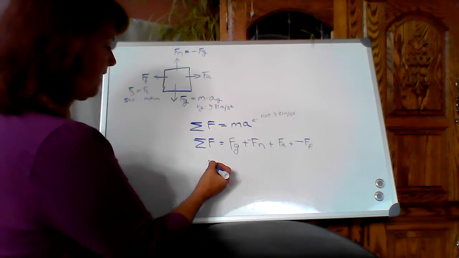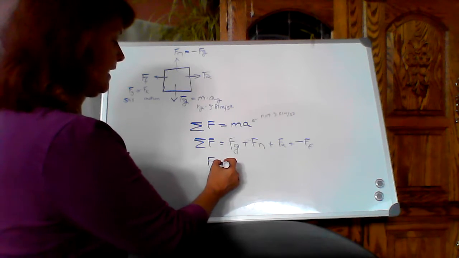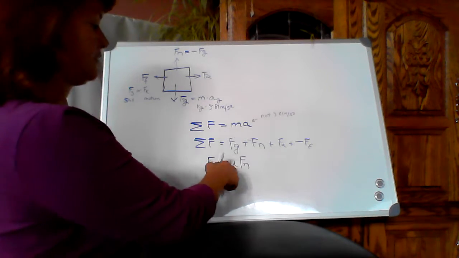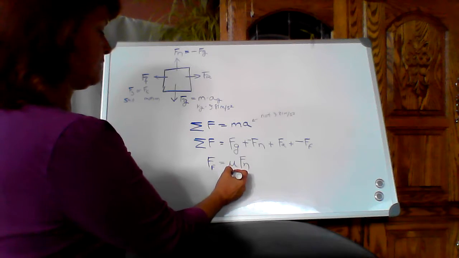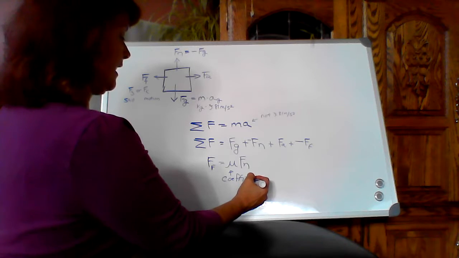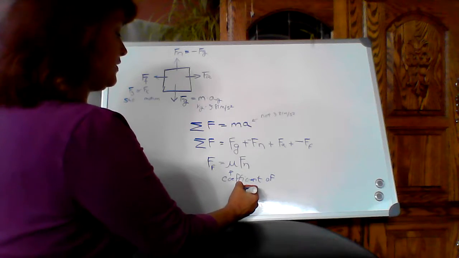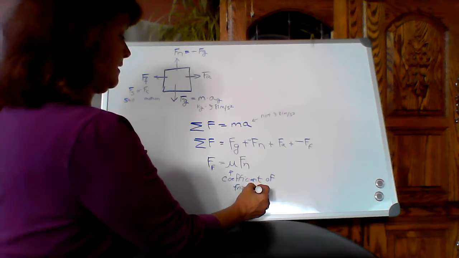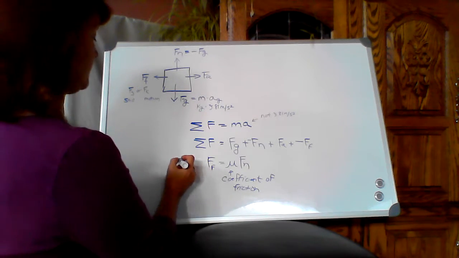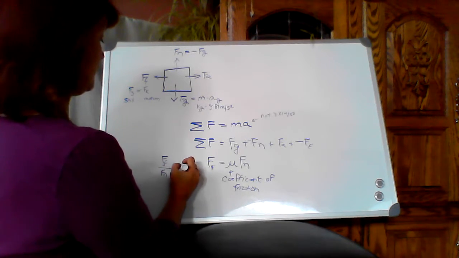The other formula that we have for this chapter is for the force of friction. And the force of friction is the normal force multiplied by mu. Mu is also called the coefficient of friction, and it is a ratio between the normal force and the frictional force. If we rearranged this to solve for mu, we would see the force of friction divided by the normal force equals mu.